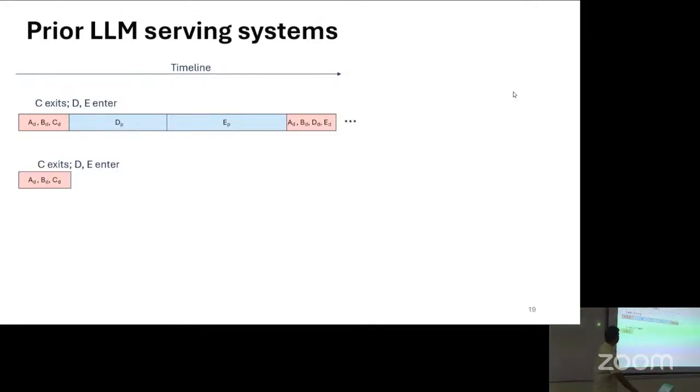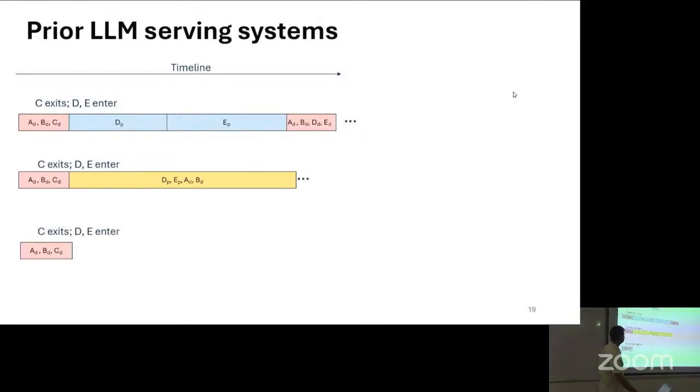Right. Let's look at another strategy. So again, the same state: A, B, C running, C exits, two new requests arrive, right? What we have done here is that for D and E, both of these new requests, their prefill is scheduled together with the ongoing decodes. And because there are two prefills in this particular state, it is going to take a long time. So no request is waiting, but latency will be higher.